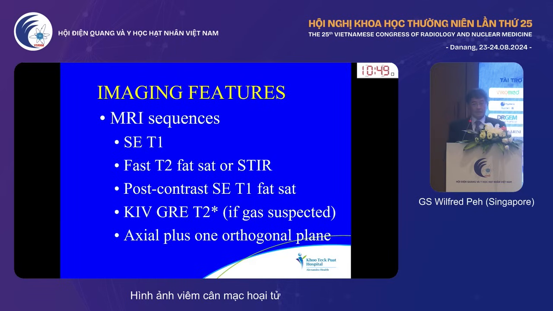So the standard MR sequences would be typical for musculoskeletal radiology: T1, fat saturated T2 or STIR, and the post-contrast T1 with fat set. And if gas is suspected, it's useful to add a gradient echo sequence where the gas will bloom. Axial image is probably the most useful one, with one orthogonal plane. So these are the minimal images and sequences for MR imaging for necrotizing fasciitis.